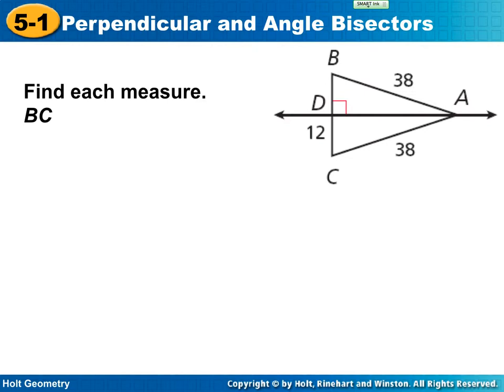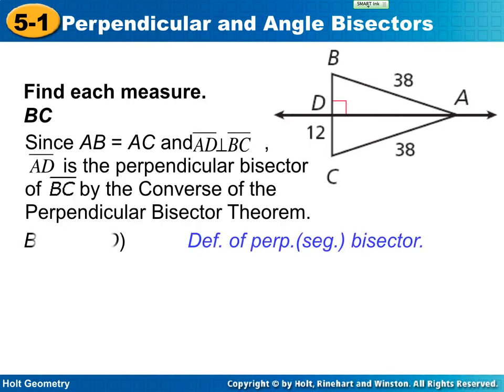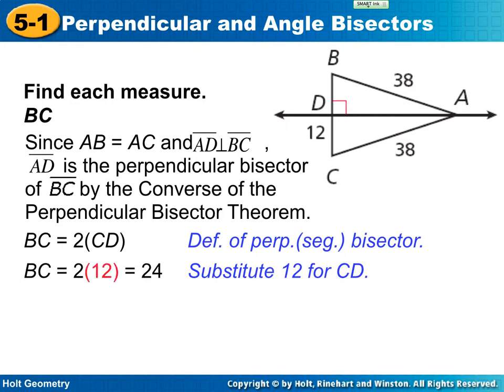So what is BC's length? It's not 12, it's 24. Right? Because it would be 12 plus another 12. This part is 12, this part is 12, so 24 total. So that one used the converse, the equidistant idea, to know that it bisects.